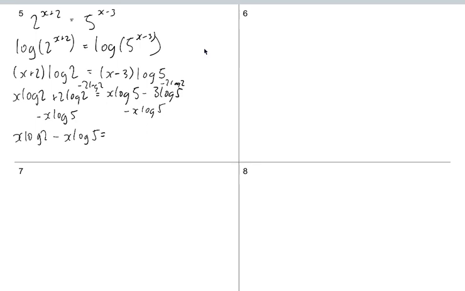Okay, so that's minus, so I'm left with minus 3 log 5 minus 2 log 2. Okay, now I've got a common factor of x on the left-hand side, so that's x outside of log 2 minus log 5, which equals minus 3 log 5 minus 2 log 2, just whatever it says. I'm not even worrying about trying to simplify it or anything at this stage.